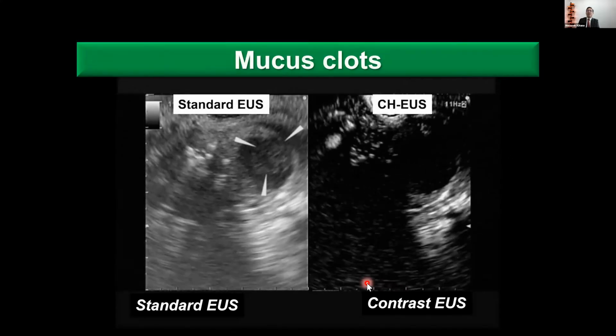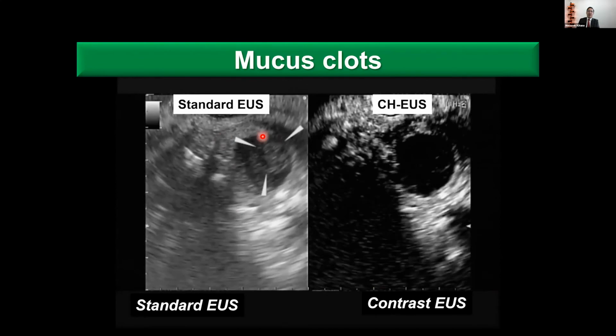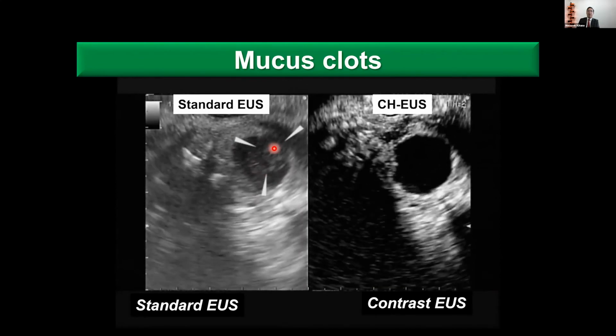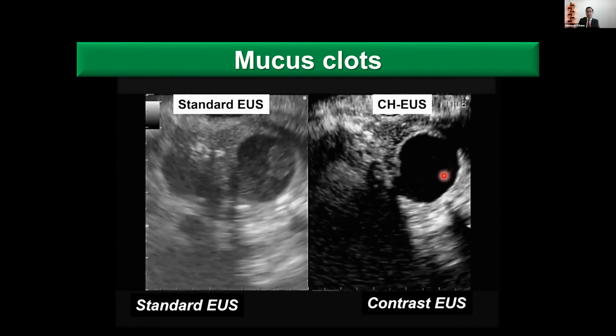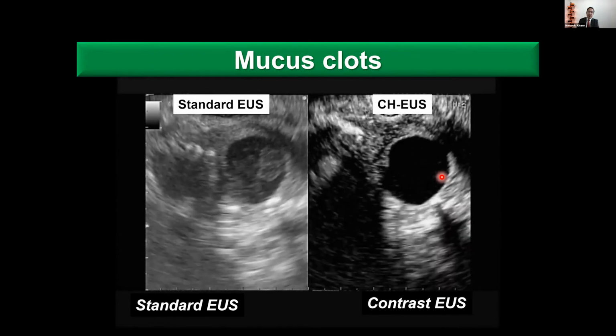This is a typical image of mucus clot. In the left image, you can see echogenic structure, but we cannot see any signals of microbubbles. Therefore, we can conclude this is a mucus clot.